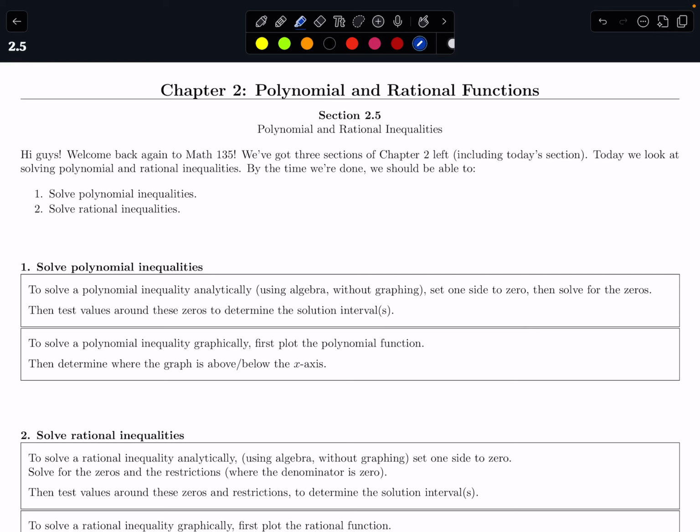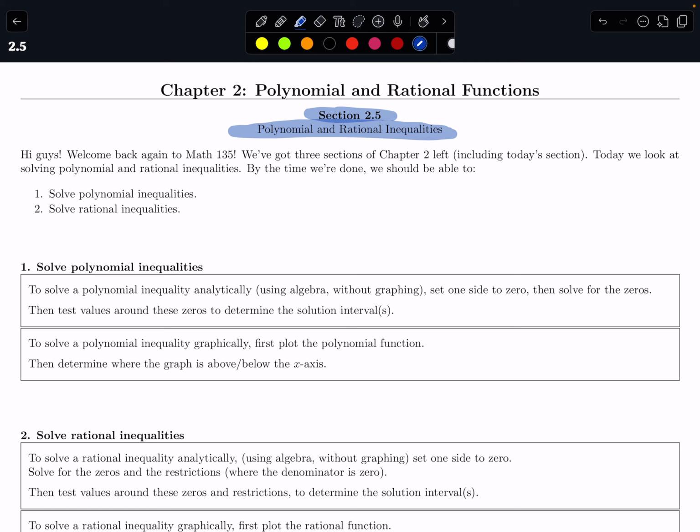Today we're doing section 2.5 about polynomial and rational inequalities. And this is the third to last section from chapter 2. You notice chapter 2 is a little shorter than chapter 1, at least the sections we're covering. And we've got this one, 2.5, then 2.6 and 2.7, and then that's it for chapter 2. Then after that we'll have our review and then exam.